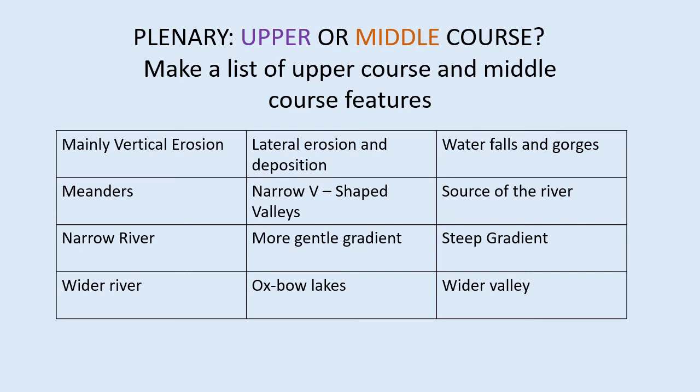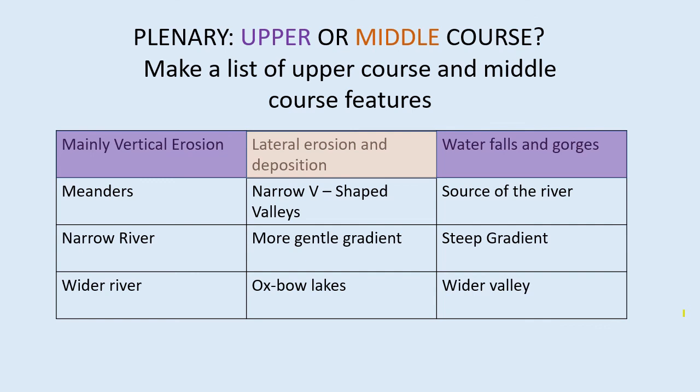So first of all, vertical erosion. Remember vertical erosion is going to occur where you've got steep gradients, lots of energy. So that's going to occur predominantly in upper course. So hopefully, there we go, upper course. Whereas lateral erosion and deposition, that's the movement of side to side, is going to happen when the water's perhaps traveling faster, but more importantly, the gradient is less. So that's typical of the middle or lower course. Waterfalls, gorges, steep sided valleys, again, that's vertical erosion. So that's going to be upper course.